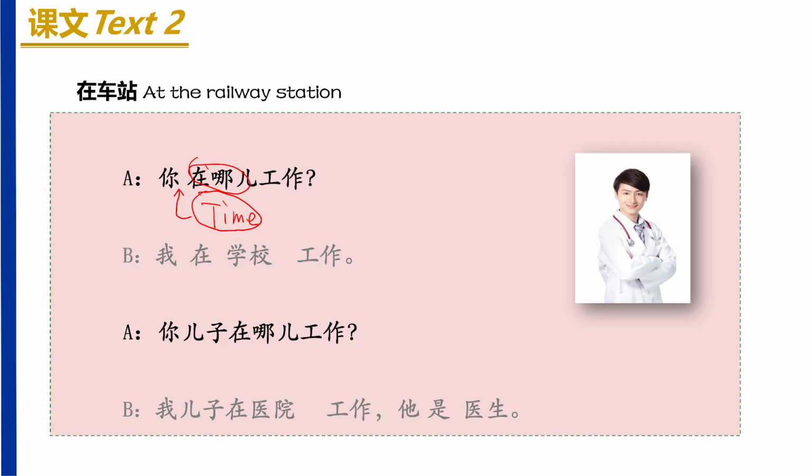Where will you study this Friday evening? Evening is 晚上. 你星期五晚上在哪儿学习? Okay, Friday evening. We go from the biggest to the smallest. So 晚上 is smaller than 星期五. So we need to say 星期五晚上在哪儿学习?